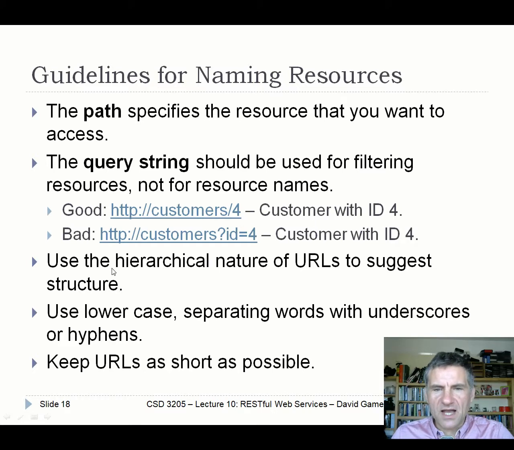But if we use the path, then we can use the hierarchical nature of the URLs to suggest structure. So that's what we're doing here, right? We've got the customer with ID 4, which is inside the collection of customers. So this is a hierarchical thing. This is contained within this, and we're using the path to indicate that same structure, which means people can intuitively understand your REST API better.